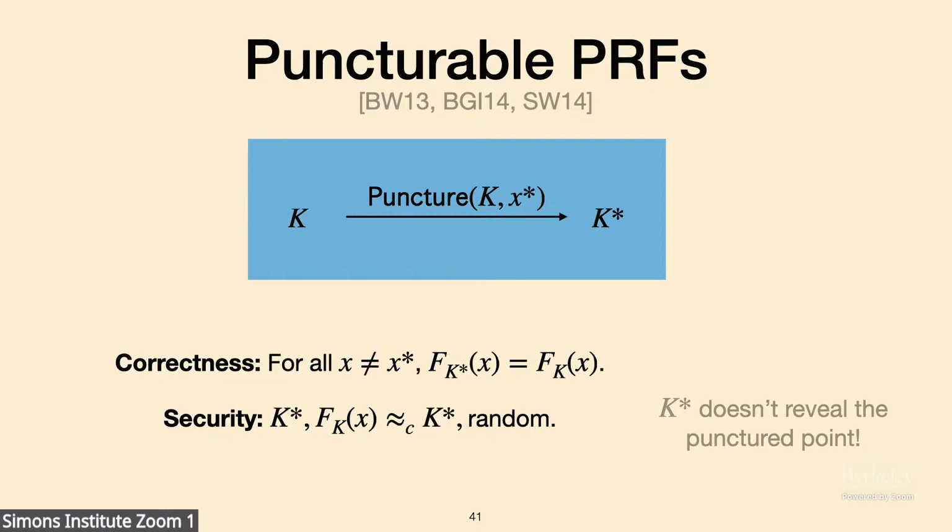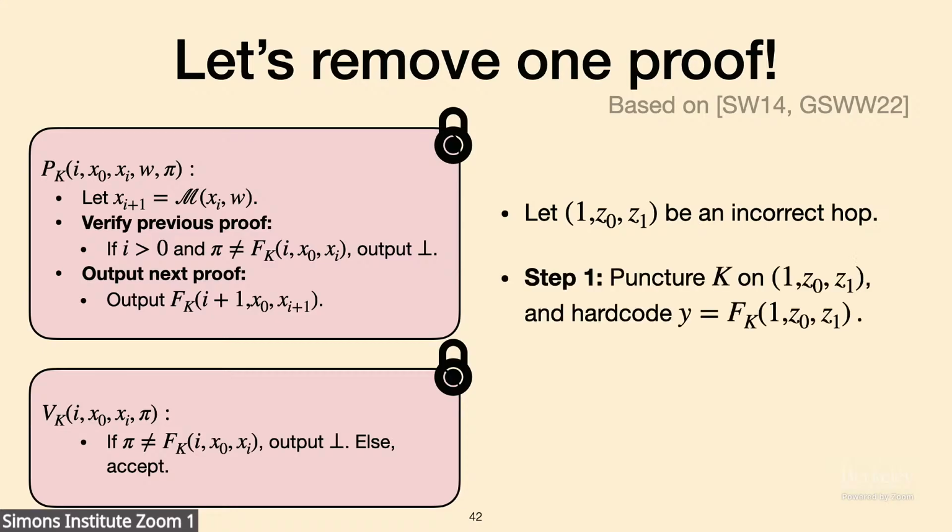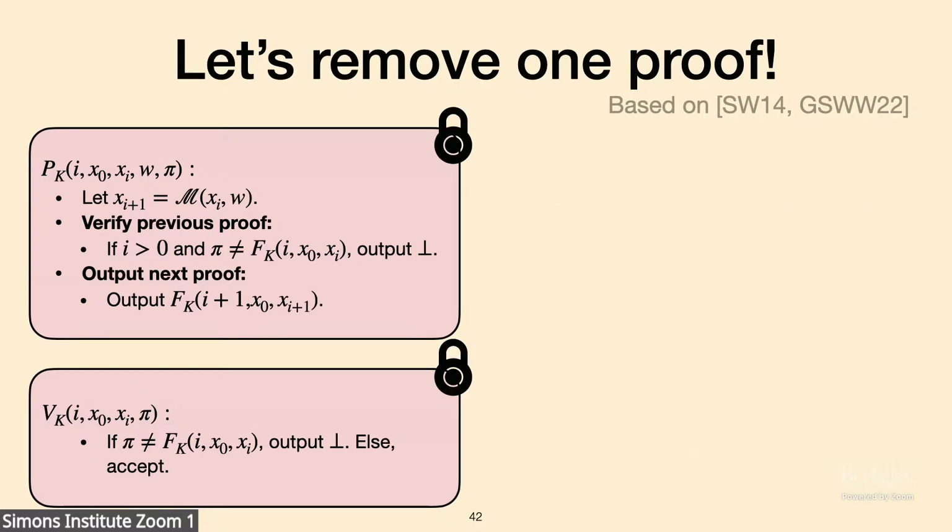And this ends up playing very nicely with iO to let you do some crazy iO hybrids. I don't have much time, so I might do this pretty fast. If you're curious, come talk to me after this talk. But OK, let's say for now I'm in H0, and I want to remove one hop. I'm going to remove one proof. So let Z0, Z1 be an incorrect hop. Step 1, I'm going to puncture the key at this point, because again, I'm never reaching this step here. So I can puncture the key.